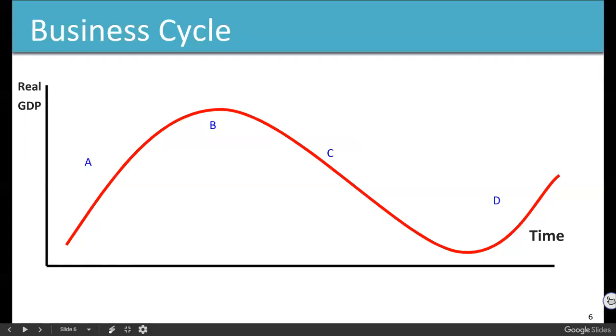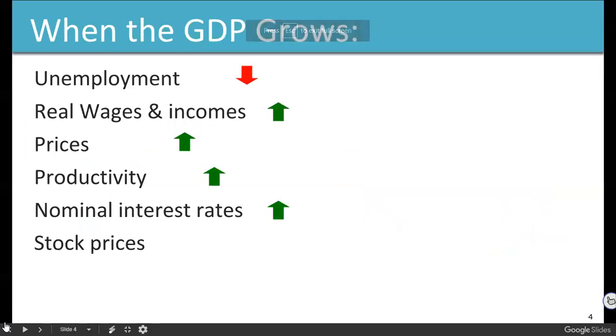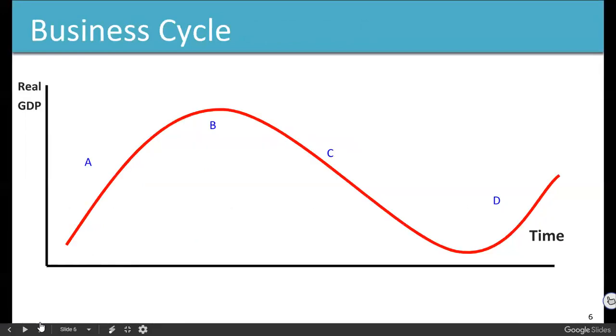Alright, you can label it. Here we go. What happens to these things when the economy grows could quite very possibly be a question on a test.